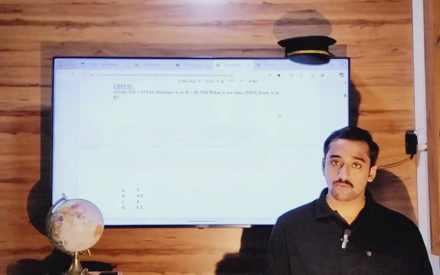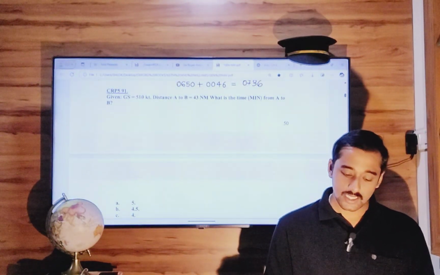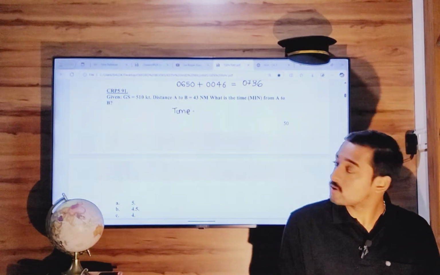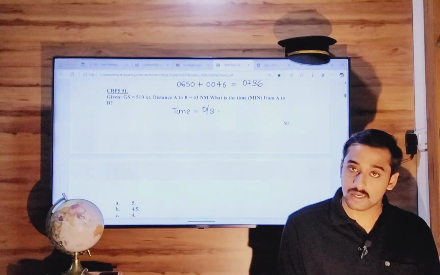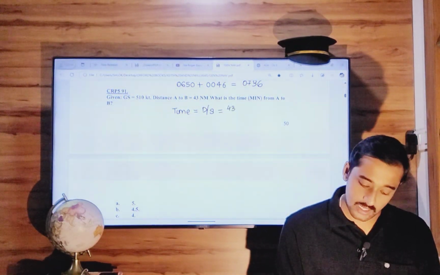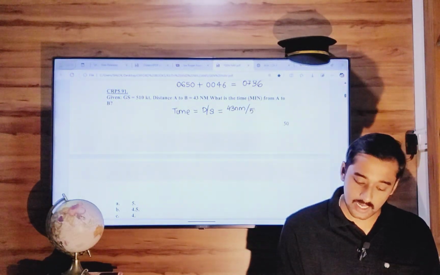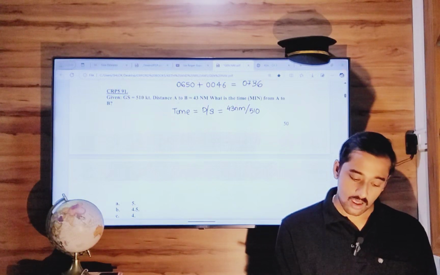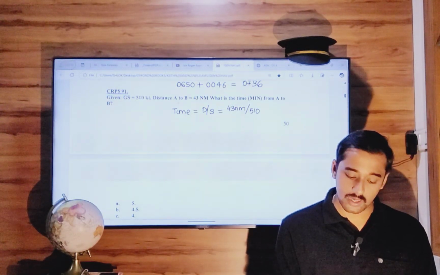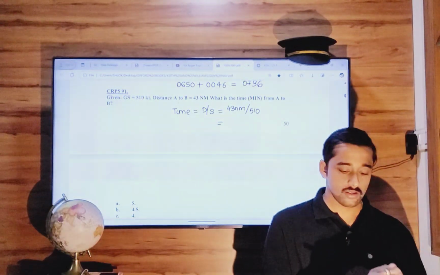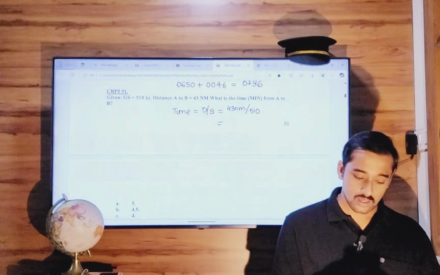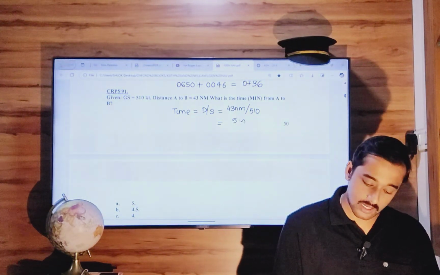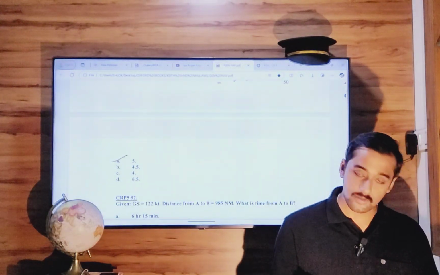I'll directly take it from this book. Ground speed is 510, distance is given. What is the time to go from A to B? Now the time taken will be equal to distance divided by speed. So distance is 43 nautical miles, speed is 510 knots. So what is the time from A to B? 43 divided by 510 is equal to 5 minutes. So what is the time in minutes? It is 5 minutes.